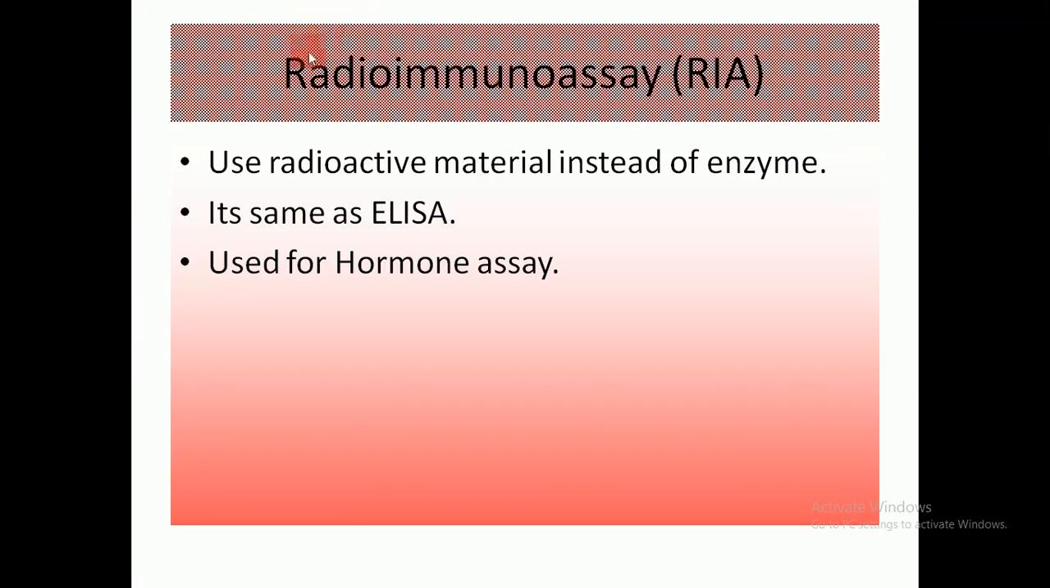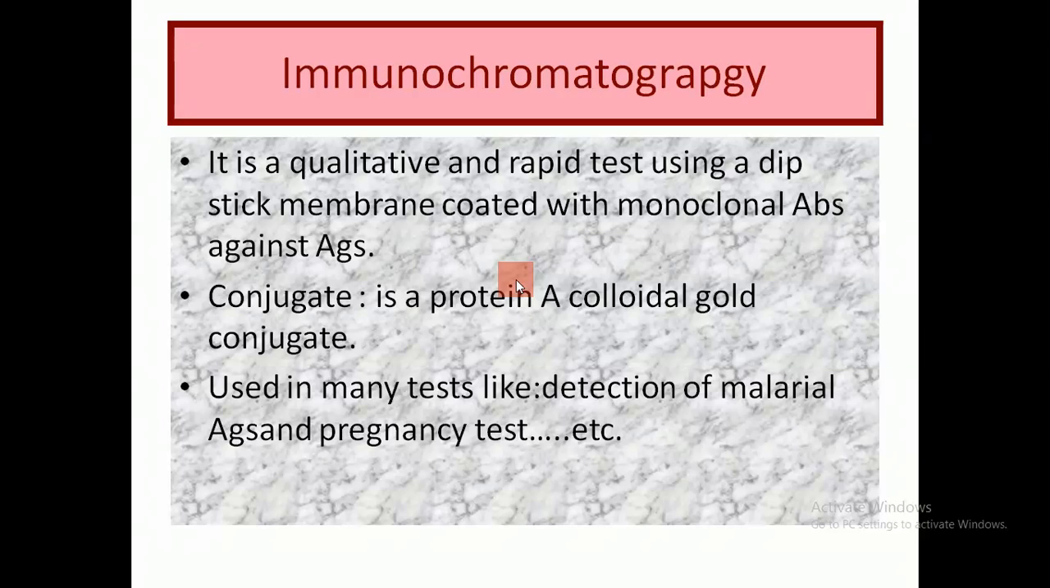Another test is RIA, which is the abbreviation of radioimmunoassay, and here we use radioactive material instead of enzyme. It's the same principle as ELISA and was previously used for hormonal assay. Nowadays it is no longer used because of the difficulty of getting rid of the radioactive materials used in the test.